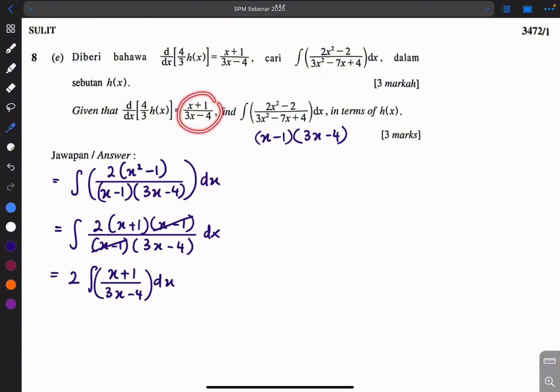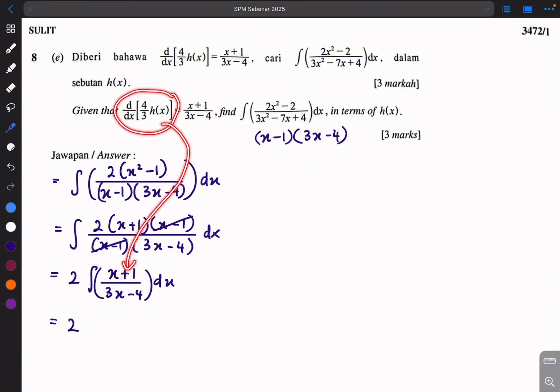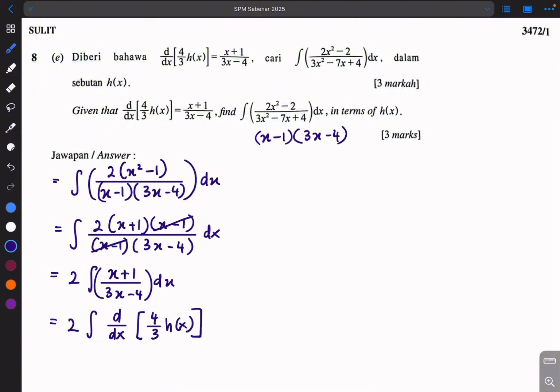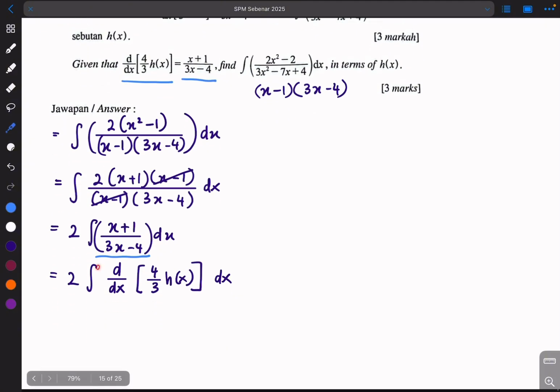Now we already got something similar to this. Right, so now we need to integrate this. According to this, we need to integrate this. So what we can do is, we know this is equal to this, right? So we can sub this into here. So integrate d dx of 4 over 3 hx dx. So basically I just sub this part with this. Okay, so now we have integral of d dx.